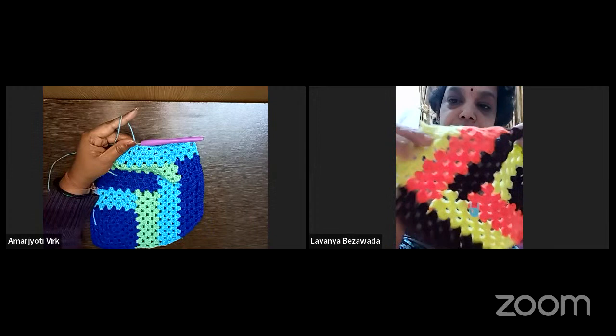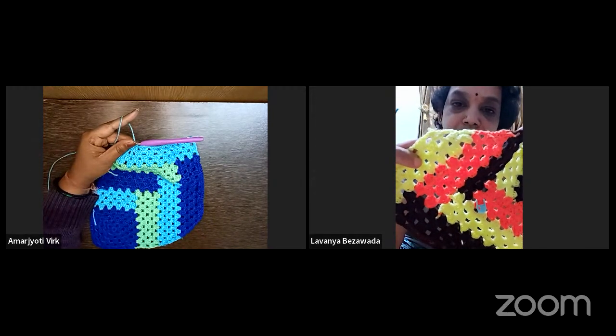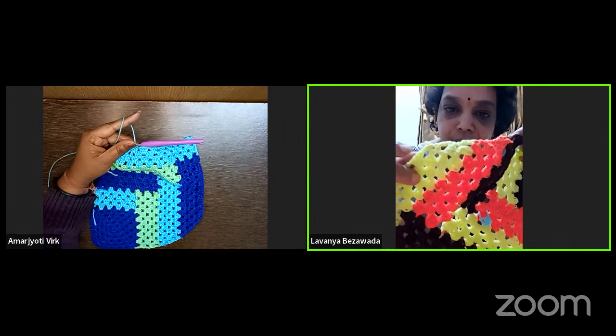Our 4th row will end here. If you make only 1 double crochet, it's not coming nicely, so I have done half double crochet here.